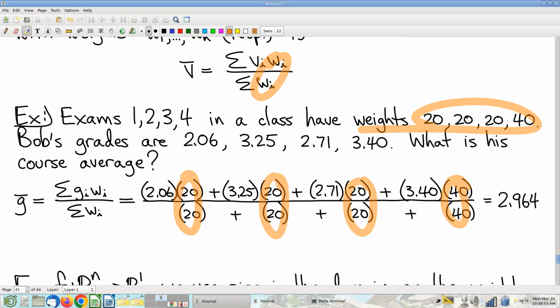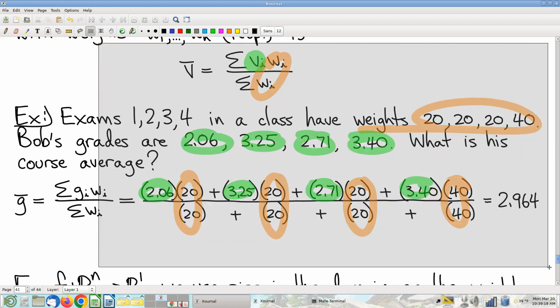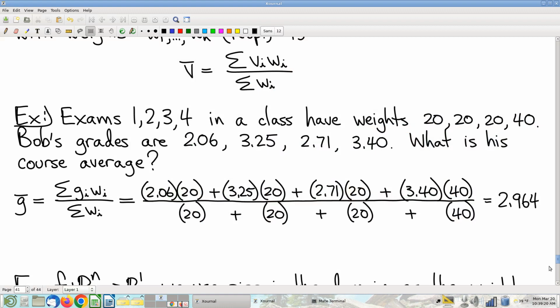The numbers that we're averaging, what we want to find the average of, are these values. These are the grades that Bob got on the exams. Notice that those are right there where they're supposed to be. This is just plugging into the weighted average, and you can see then what Bob's grade in the class is going to be. Bob's weighted average is this number right here.